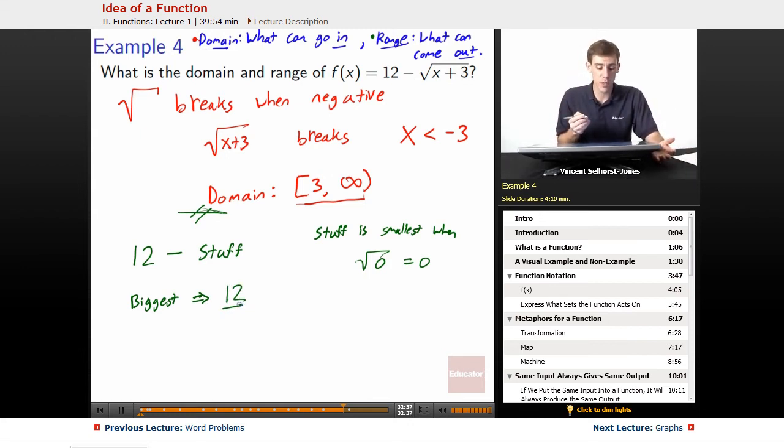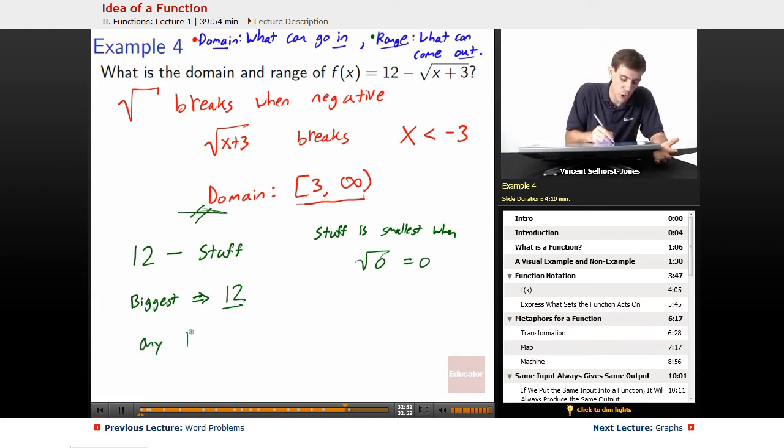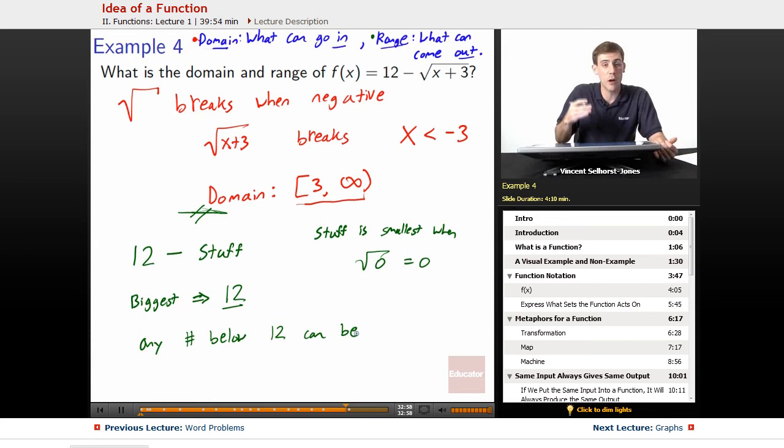What's the smallest number we can get? Well, you can just keep giving me larger and larger x to make our square root a bigger and bigger negative number on the whole, right? So it'll be minus larger and larger numbers, so 12 minus larger and larger numbers, so we can keep going down. So any number below 12 can be achieved, because we can just keep having the square root pump out slightly larger and slightly larger numbers, which since we're subtracting by these larger and larger numbers, will keep going down. So any number below 12 can be achieved.